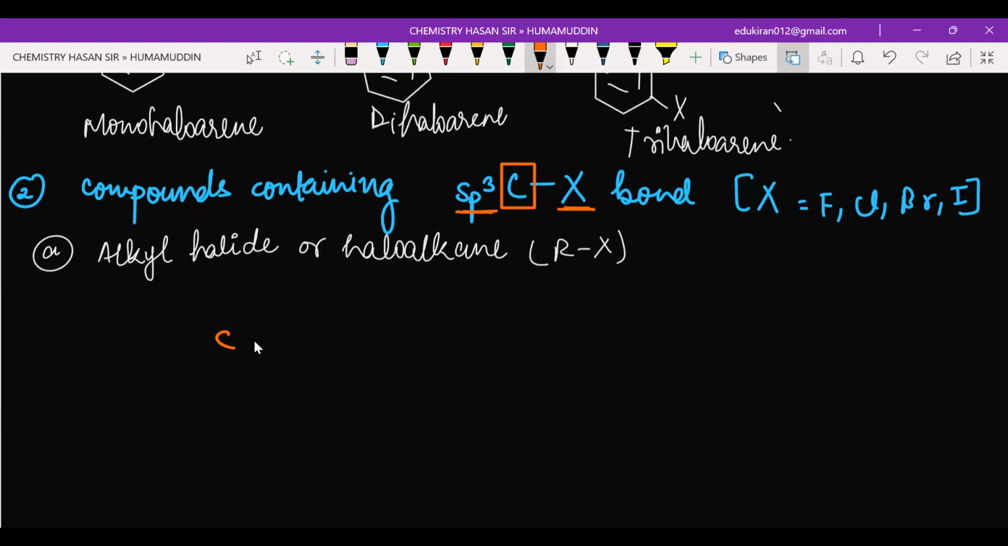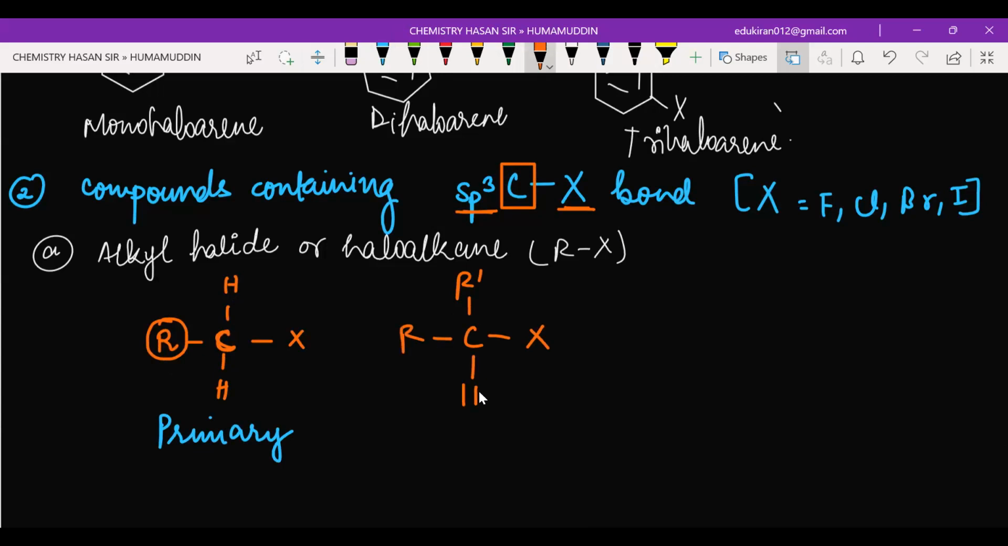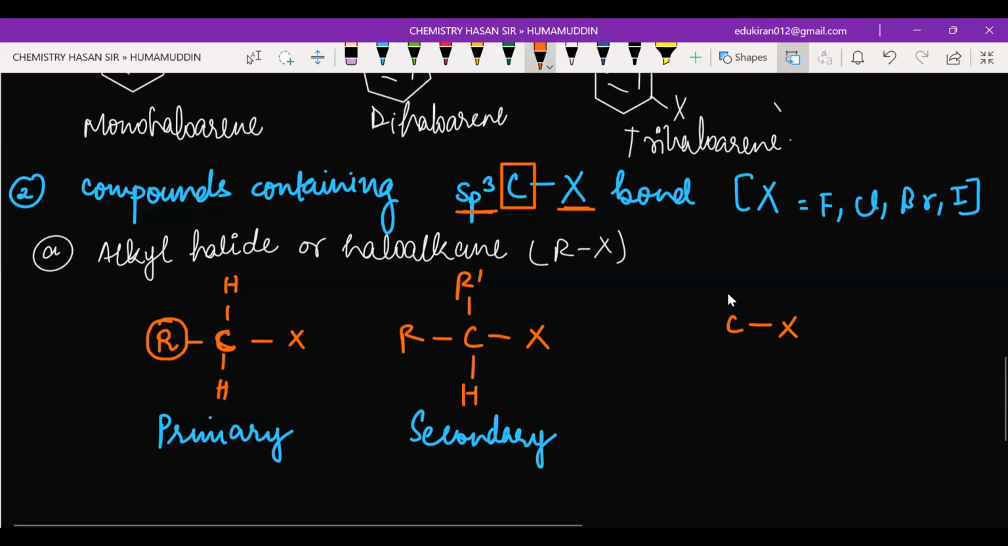So this is your C, this is your X, this is your hydrogen, this is your hydrogen, and this is your R. R means alkyl group, that means carbon containing group. So this carbon is connected with only one carbon containing group, and hence it is your primary. Accordingly, if you have two carbon containing groups, it will be known as secondary. And in the same way, if all three are connected with carbon containing groups, then this is your tertiary.